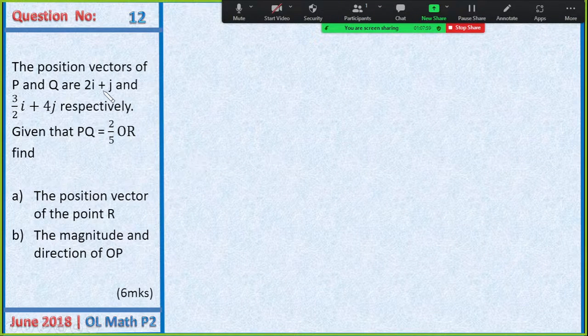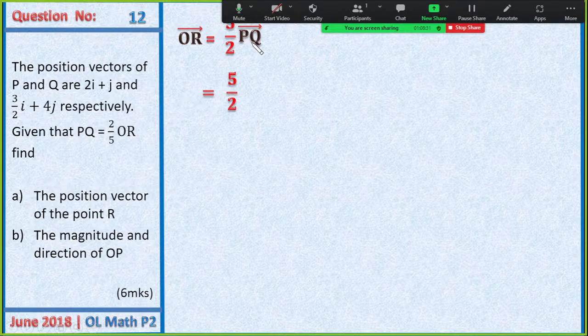The position vectors of P and Q are 2i + j and 3i + 4j respectively. Given that PQ equals 2/5 QR, find the position vector of the point R. So PQ is equal to 2/5 QR. We want to look for the position vector of the point R. So our QR should be equal to 5/2 PQ. So we need PQ.